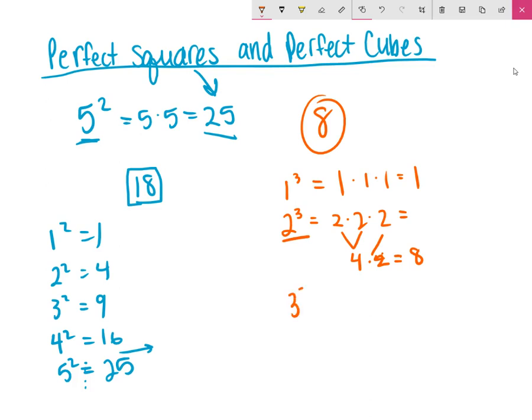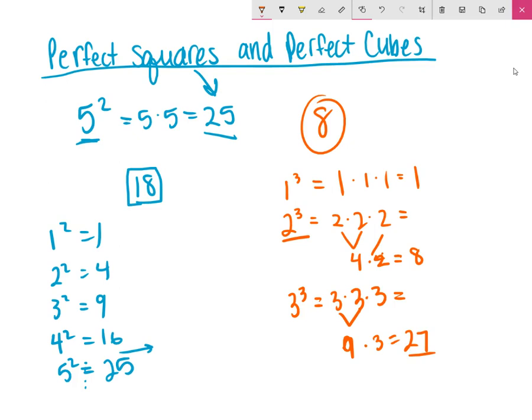Let's do another one. 3 cubed. 3 cubed is 3 times 3 times 3. 3 times 3 is 9. Almost jumped ahead of myself. And 9 times 3 is 27. 27 is the perfect cube of 3.